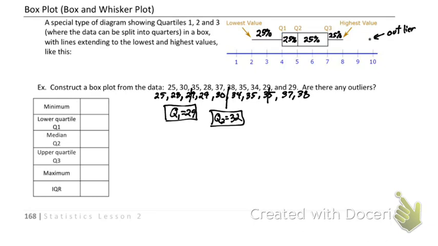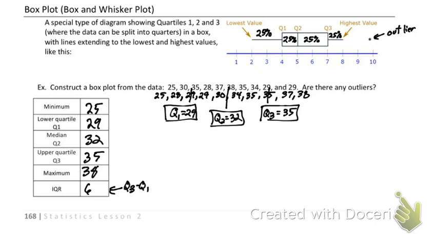Okay. So this is my quartile 3 is 35. All right, so our minimum value is 25. Quartile 1 is 29. Quartile 2 is 32. Quartile 3 is 35. Our maximum is 38. Our IQR, not usually asked, but what's my IQR in this one? So we have 6 because that would be quartile 3 minus quartile 1. All right, this is all you need to come up with a box plot.